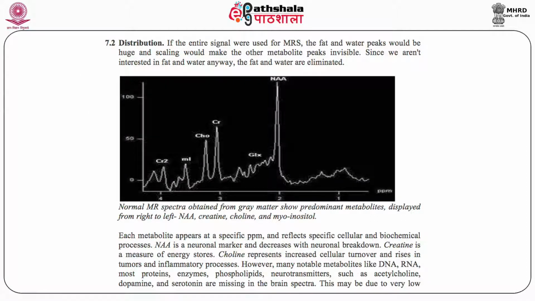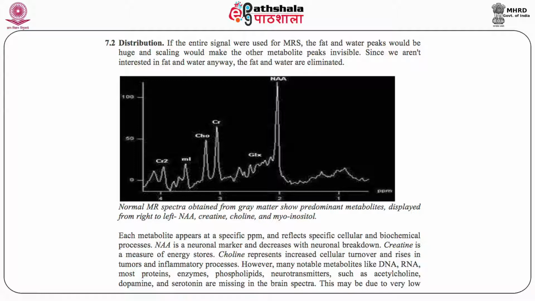The normal MR spectra obtained from grey matter shows predominantly metabolites displayed from right to left, which include NAA, the creatine peak, the choline peak and the myo-inositol peak. Now each metabolite appears at a specific ppm and reflects specific cellular and biochemical processes. The NAA is a neuronal marker and decreases with neuronal breakdown. The creatine measures internal energy stores. Choline represents increased cellular turnover and rises in tumors and inflammatory processes.